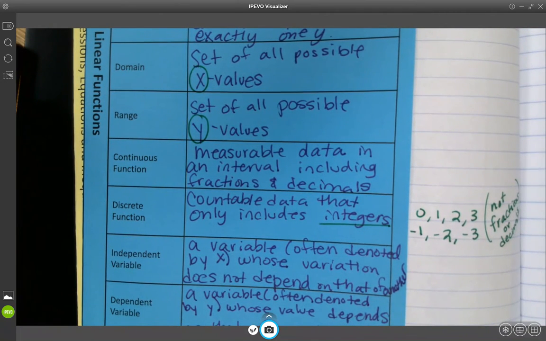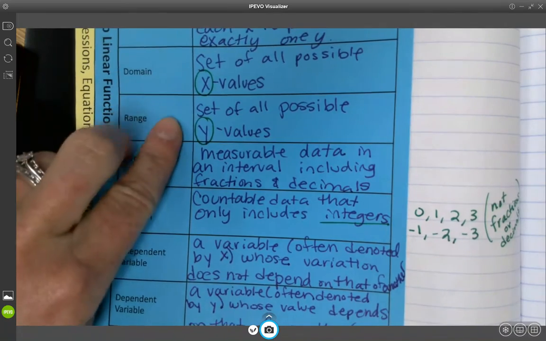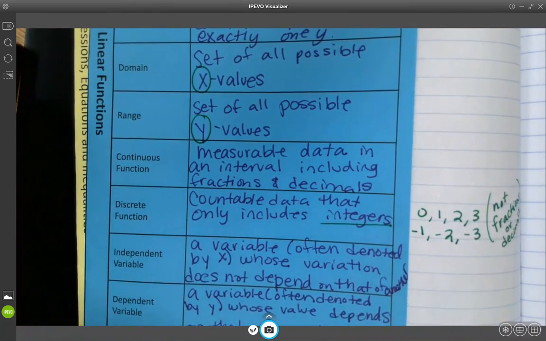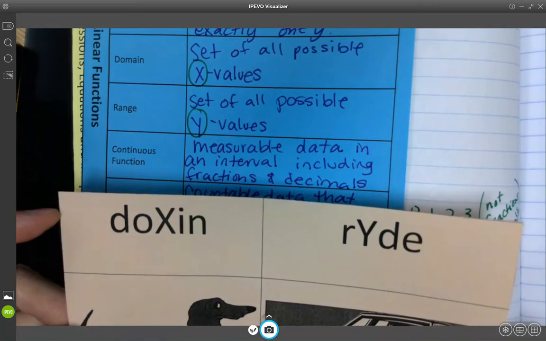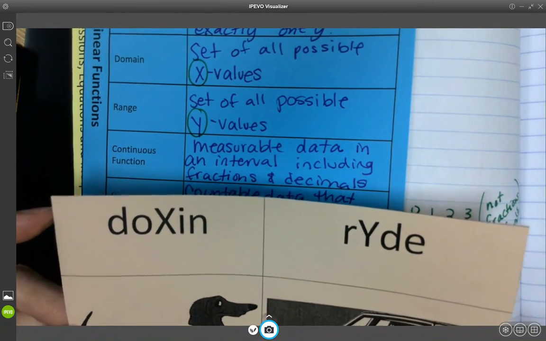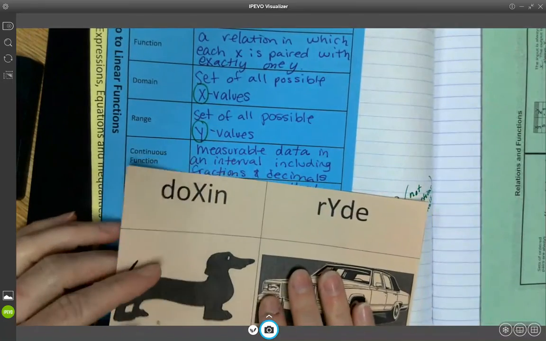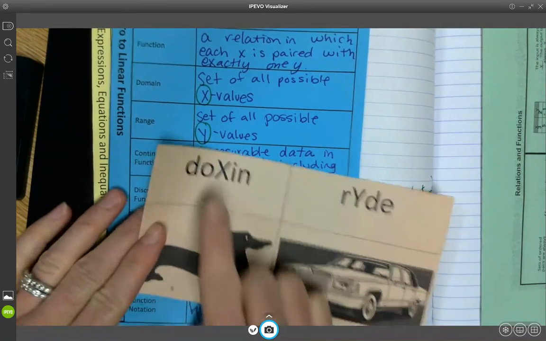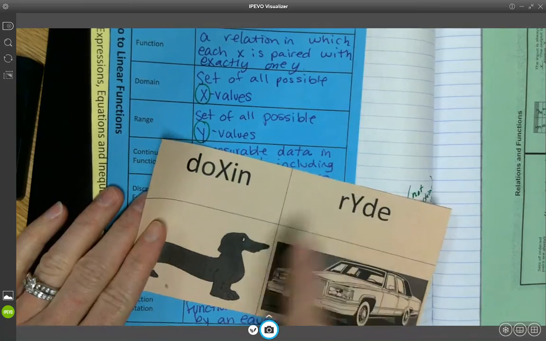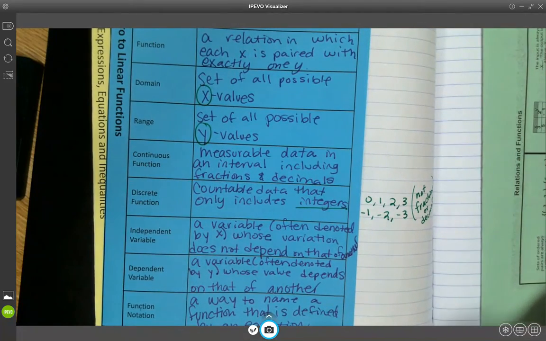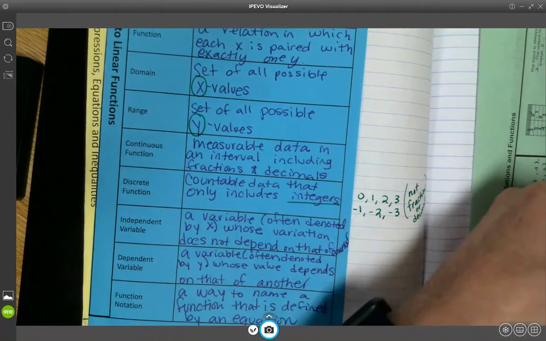So something to help us with domain and range is this page right here, doXin rYde. Whenever we talk about domain and range, if you forget which one's which, I'm going to say doXin or rYde, and I'm going to help you remember that. So let's turn to the next page in our journal.